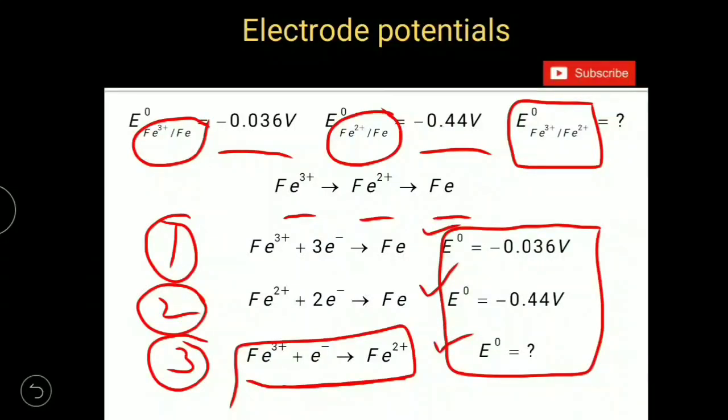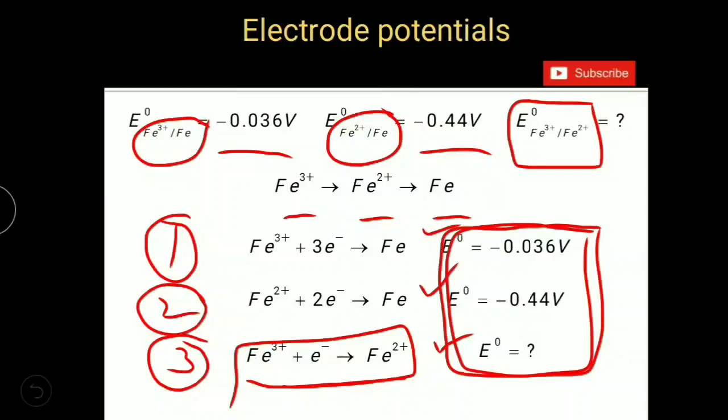The answer is no. We can't do the same operation with electrode potential values, because these electrode potential values are not extensive properties. It is an intensive property. An intensive property depends on only the nature of the electrode, not on the quantity, how many moles of electrons are getting involved in it. So intensive properties can't be added or subtracted. That's why we need to convert these intensive properties into extensive properties.